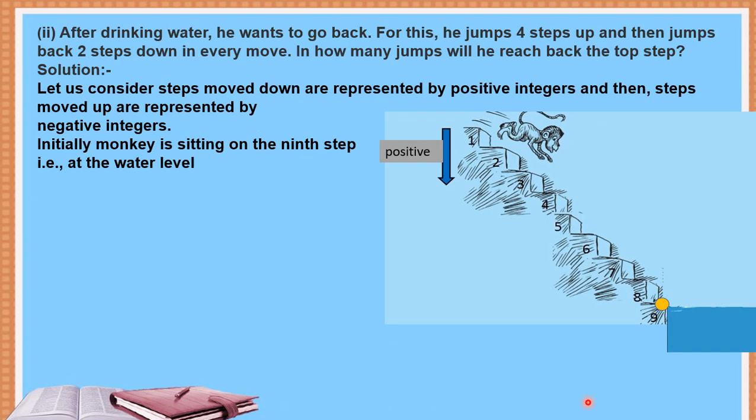Next, in the same way, the second problem is asking, after drinking water, he wants to go back to the first step. So for this, he jumps 4 steps up and then jumps back 2 steps down in every move. That means the steps moving downwards we take as positive integers, and going backward, that means jumping to the upward side, we take as a negative integer.